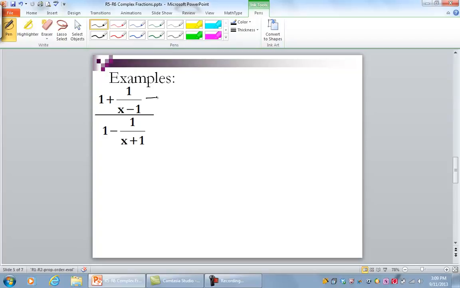Again, we're just going to start with the top. So you know that the whole number 1 is just 1 over 1. I'm just going to write this out with a little more room. So the denominator should be x minus 1. So that means that the 1 over 1 needs x minus 1 top and bottom.